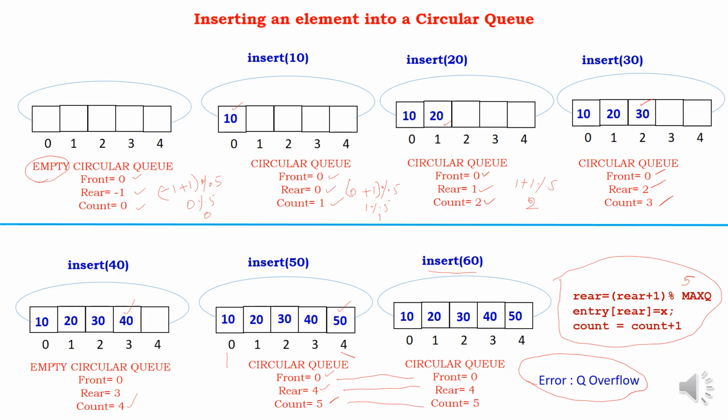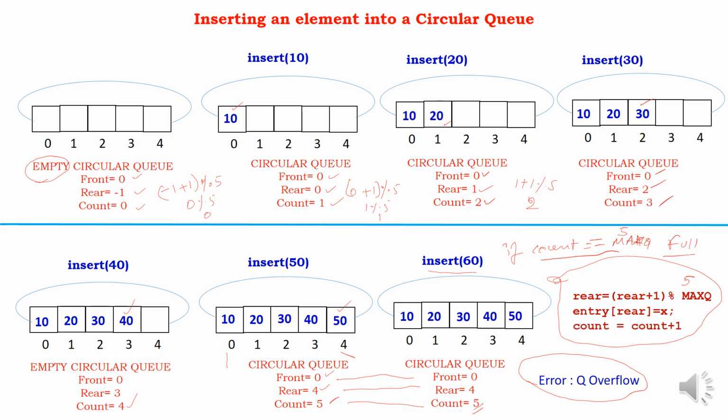There is no change in the queue if the queue is full. When the queue is full and you want to insert one more element, it won't allow you to insert it. What is the condition for queue full? Because we are maintaining count, if count is max queue, where max queue is 5, then it is full. If it is full, it is not possible to insert.